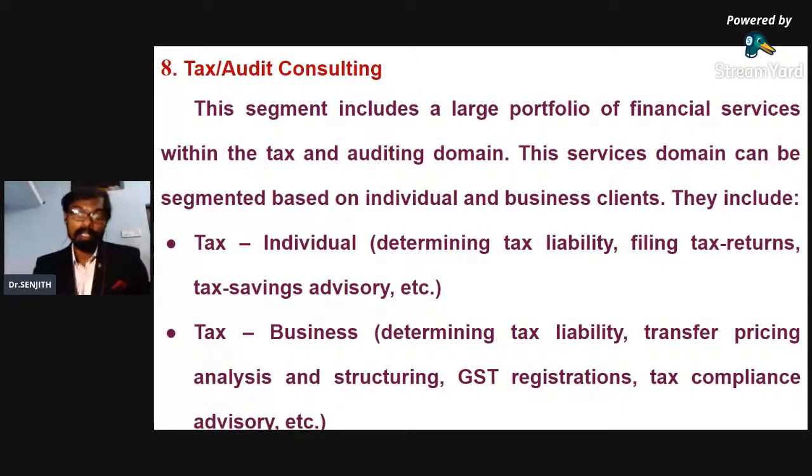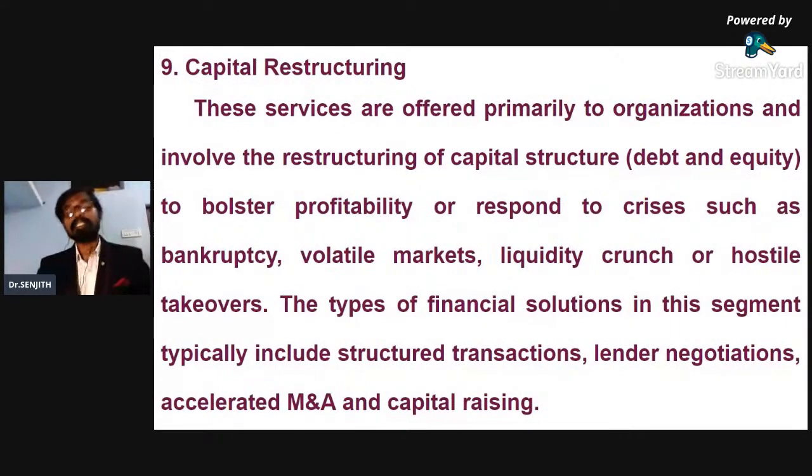Capital restructuring is a very important service offered by the banks as well as financial institutions. In case of capital restructuring, these kinds of services are offered primarily to organizations and involve the restructuring of capital structure, both debt and equity, to improve profitability or respond to crisis such as volatile markets, liquidity crunch, or hostile takeovers.